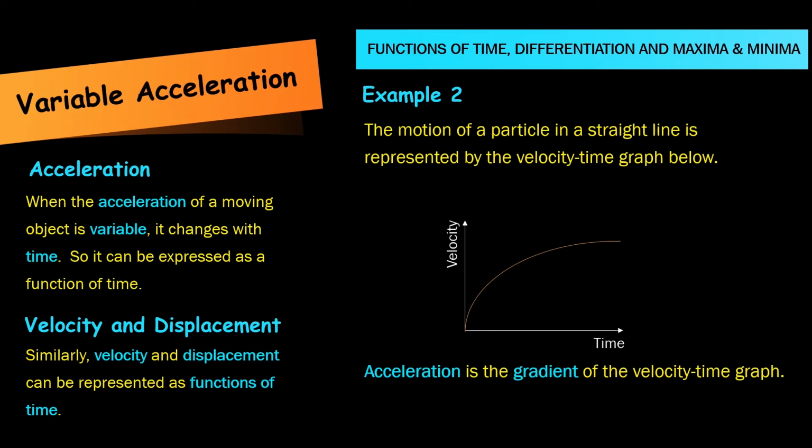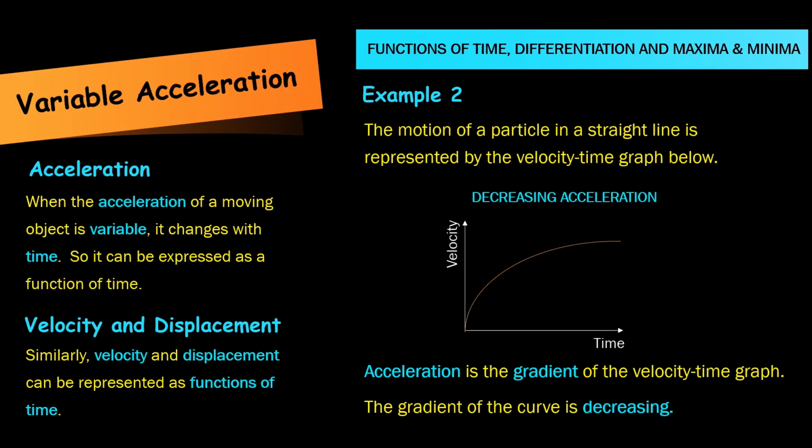In this graph, let's see what happens to the gradient. Here's one, here's another, and another, and another. The gradient of the curve is decreasing. This represents decreasing acceleration.